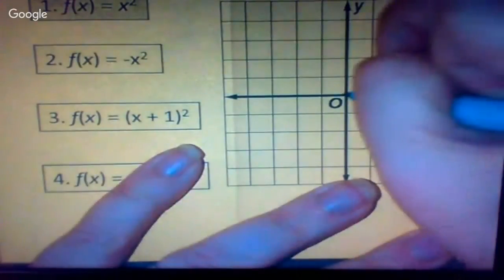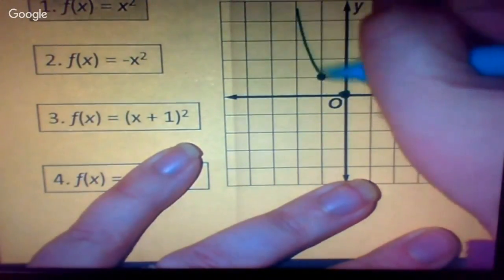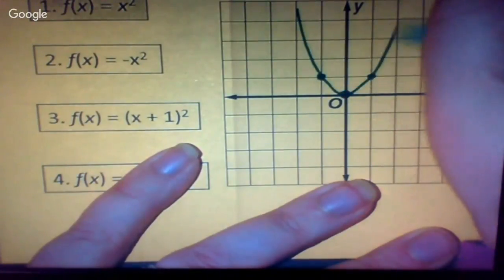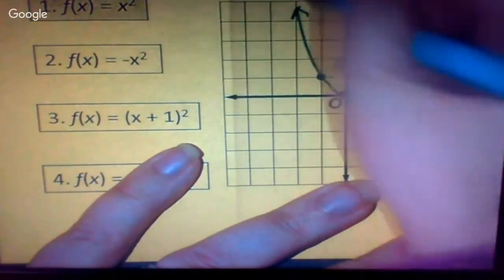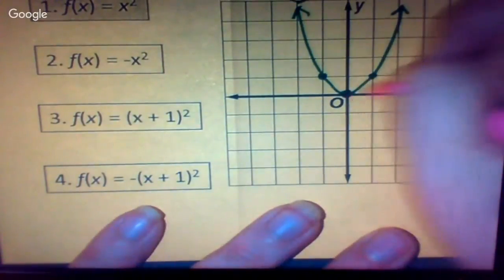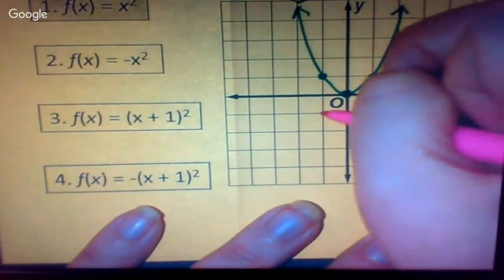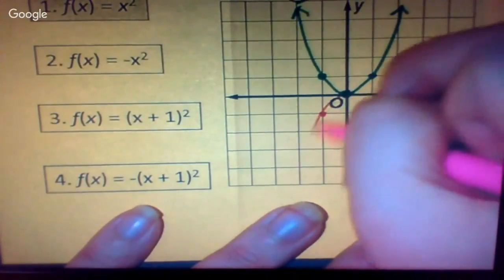So here's norm. All I did in the first graph was change my x squared to a negative. So instead of being smiley norm, this is frowny norm. Instead of going up and to the right, I'm going down and to the right and down and to the left. So happy norm, sad norm.